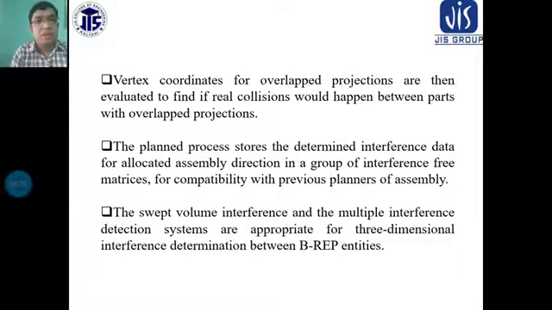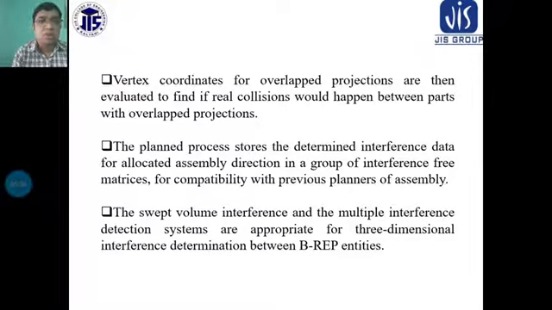The vertex coordinates for overlapped projections are then evaluated to find if real collisions would happen between parts with the overlapped projections considered. That means the vertex coordinates for overlapping projections are evaluated to find if real collisions would happen between the parts.